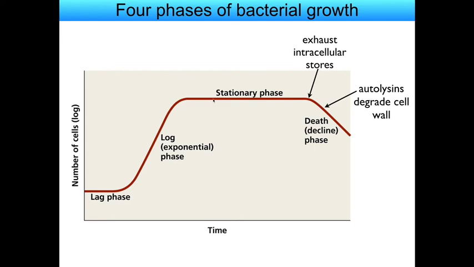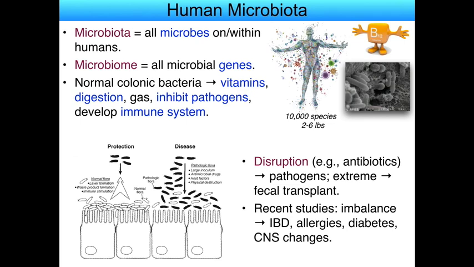And then, of course, it runs out of nutrients, so it reaches a stationary phase where it relies on intracellular stores. Eventually, it will exhaust those intracellular stores. Autolysins degrade the cell wall, the cells lyse, and you have a death phase where you have an exponential decline in bacteria. Let's finish with a few words about the human microbiota.